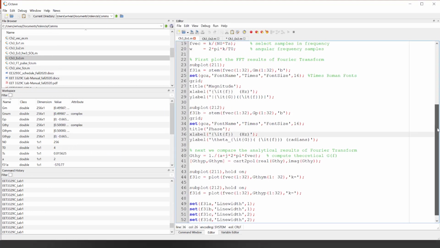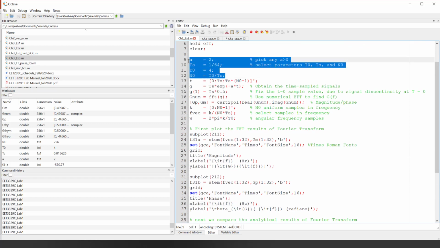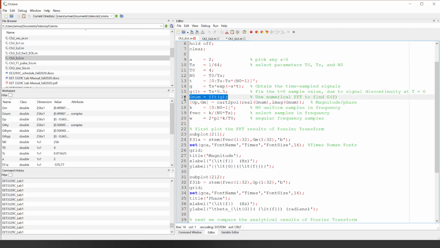Nothing really super fancy about this example, other than we made a conscious effort to make sure that we understand what TS, T0, and N0 are. And we also showed you guys how to use the FFT, right? Once you have your samples, it's just the FFT of your signal vector.